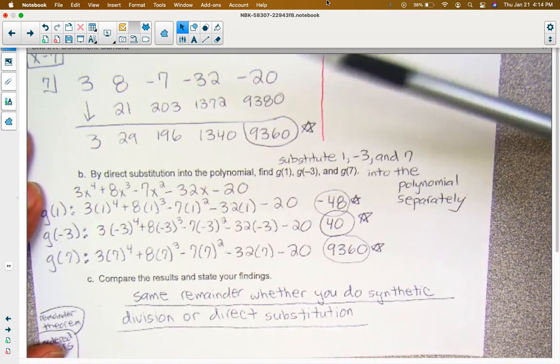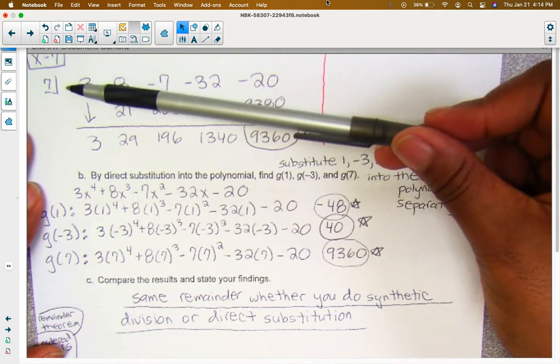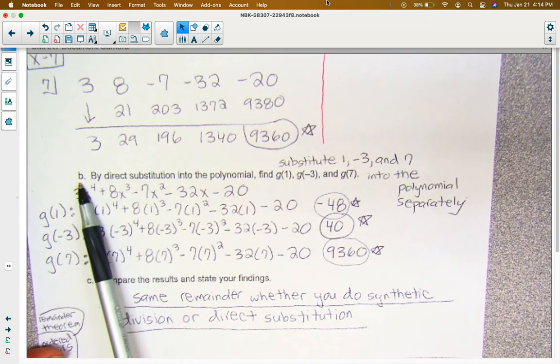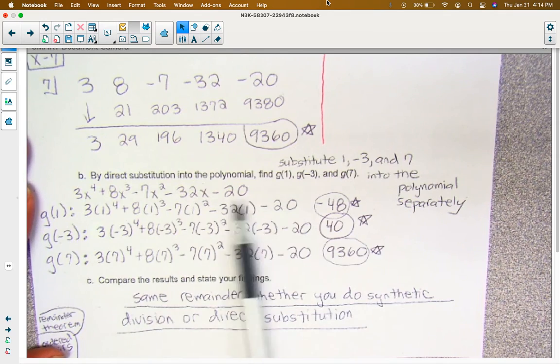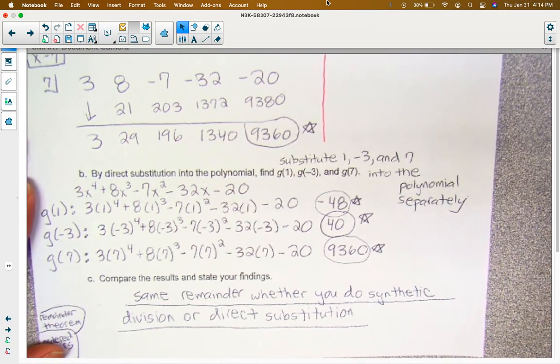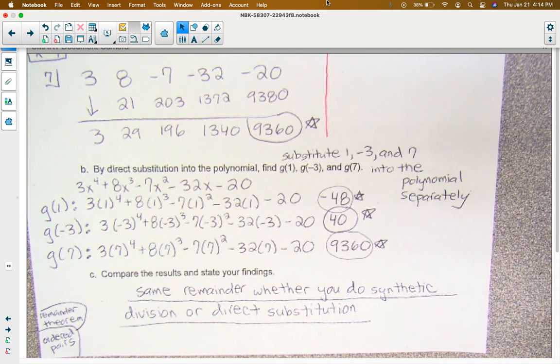Whether I do synthetic division with 7 and get the remainder, or whether I just plug 7 into my function, I'm going to get the remainder. So this part down here for part B, this is called direct substitution. And the part above we've been doing for a little bit now, that was synthetic division. So this is what the remainder theorem tells us.